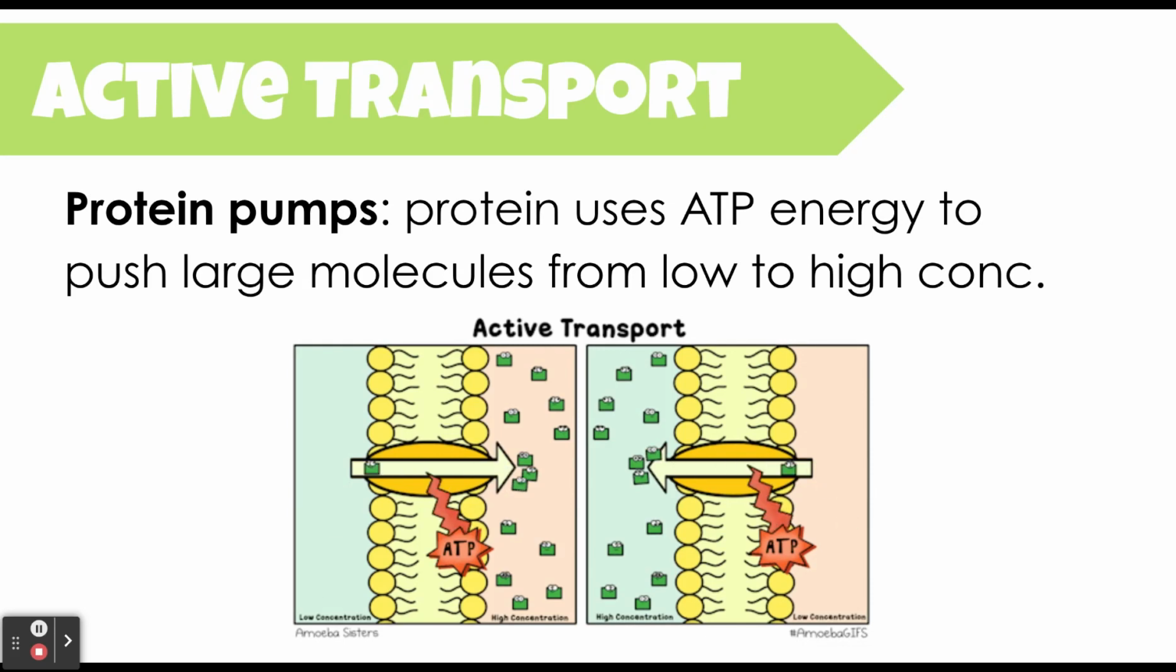So, the first type of active transport is protein pumps. Protein pumps are proteins that are embedded in the cell membrane, and they're using energy to physically push or force the molecules against their concentration gradient. Molecules want to go from where there's less to where there's more. Again, that does not happen naturally, so ATP energy will help push those molecules through the protein.